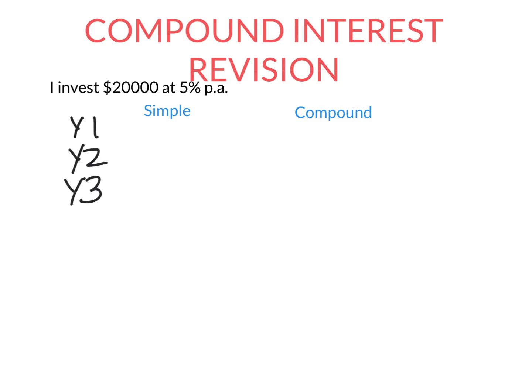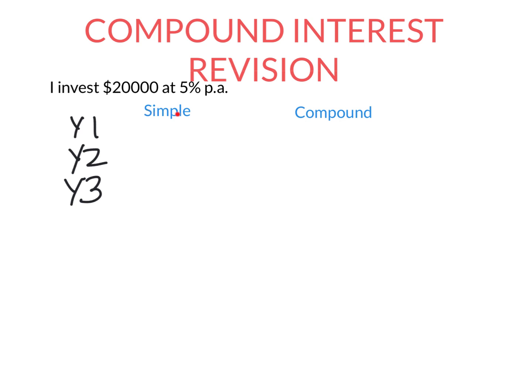Thank you so much for tuning into this video in which we'll review everything you need to know about compound interest for the upcoming test. So we need to be able to understand the difference between simple and compound interest. So let's say I invest $20,000 at 5% per annum, which means per year.